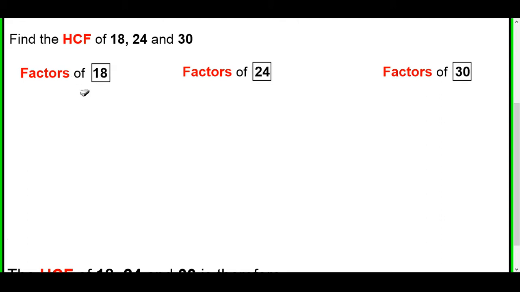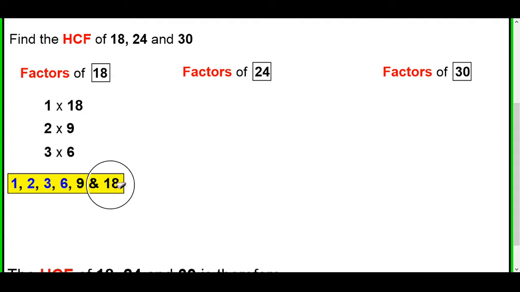So let's look at factors of 18. 1 times 18, 2 times 9, 3 times 6. The 4 times table is not going to work. Now is a 5, and when you get to the 6, we're just repeating. So there's your factors of 18.